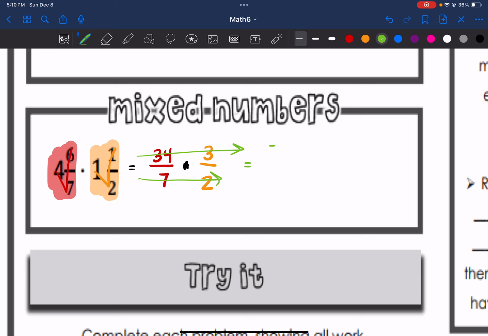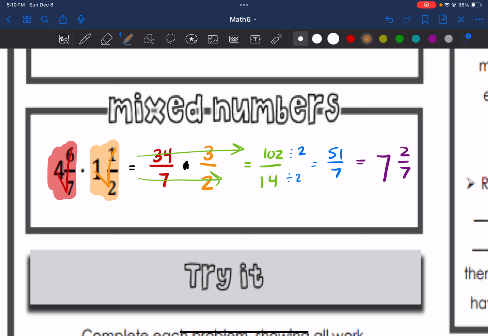So we get 50, oops, sorry. I'm going to have to do some math. 34 times 3. I get 102/14, but now I see that I can simplify. So I'm going to divide by 2 so that I get 51/7. And again, we have to change to a mixed number because all of our answers should be in mixed number format. And this is your answer.